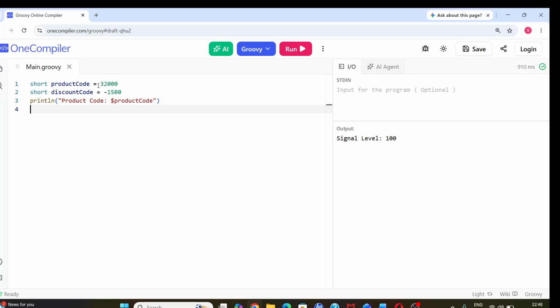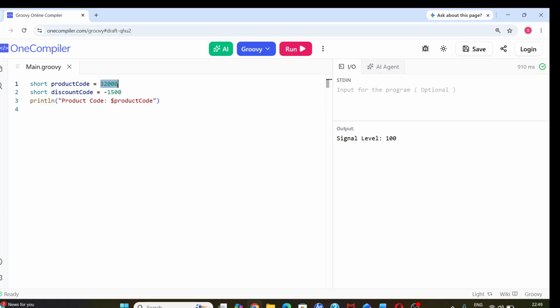So here, short product code equals 32,000. Here we declare a variable named product code of the type short, and we are assigning it the value 32,000.